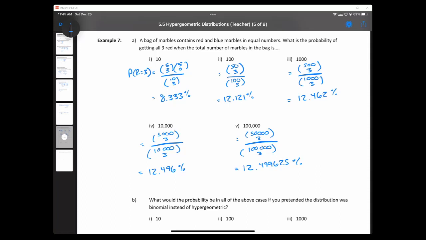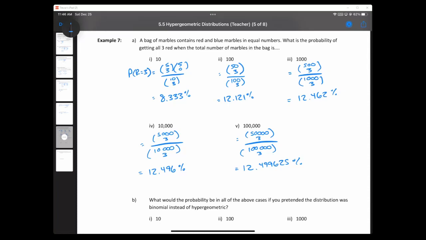So with 10 marbles, it was 8.3%, but by the time I got to 100, it went up to 12.121. And by the time I went to 100,000, it went up to 12.499,625. Just make a prediction in your head. What do you think is going to happen if I went up to 1,000,000 marbles or 1,000,000,000 marbles? I think you're probably going to get that it's going to get closer and closer to 12.5. These seem to keep getting closer to 12.5. But why is that true?